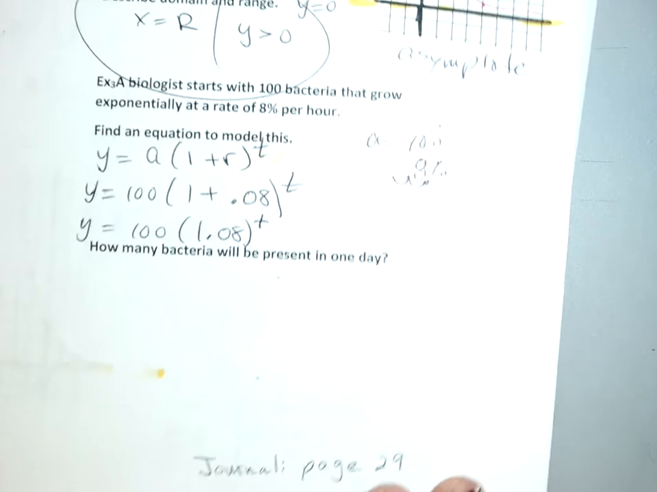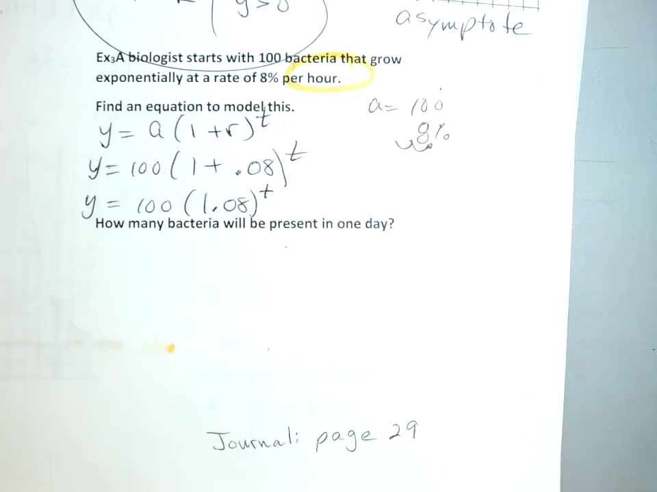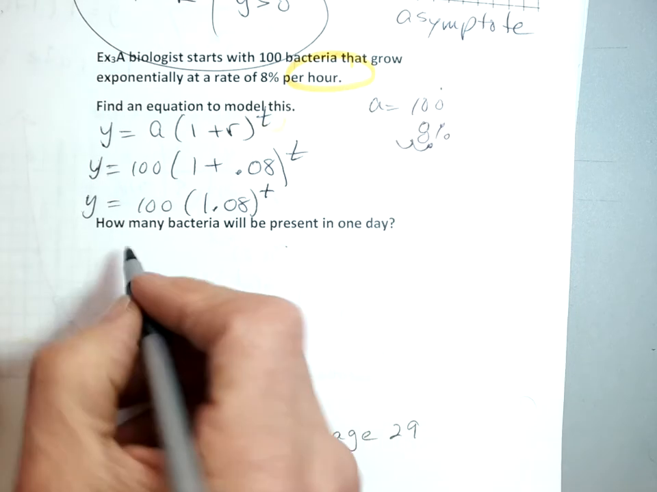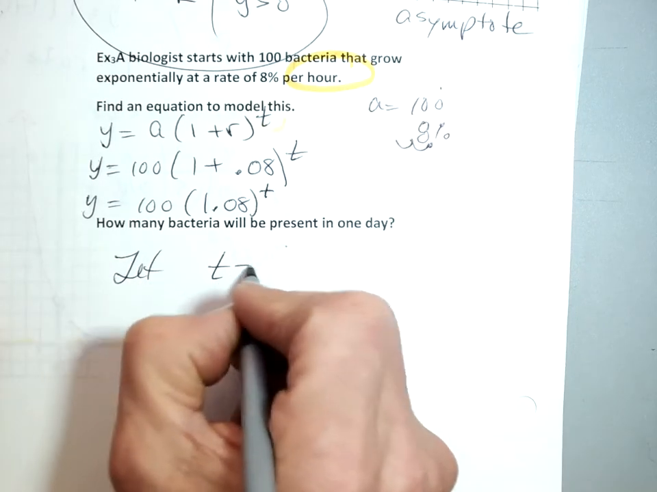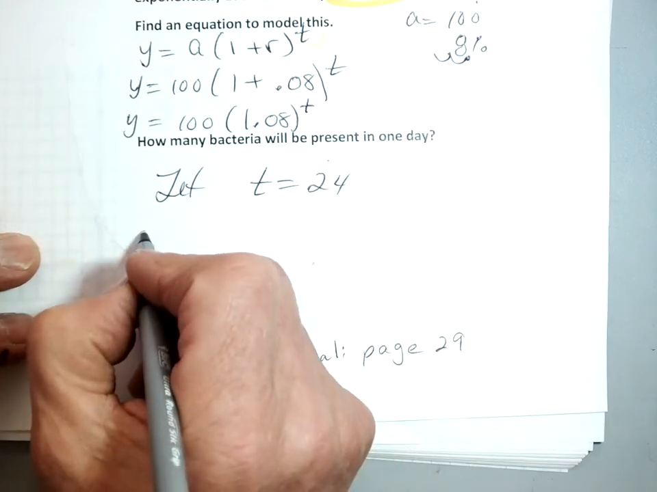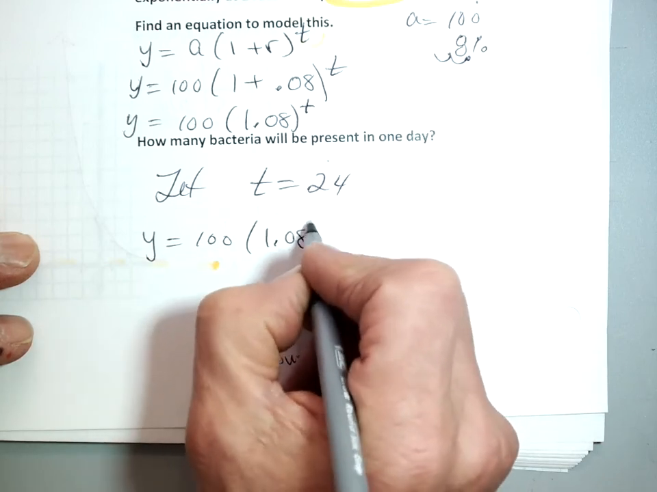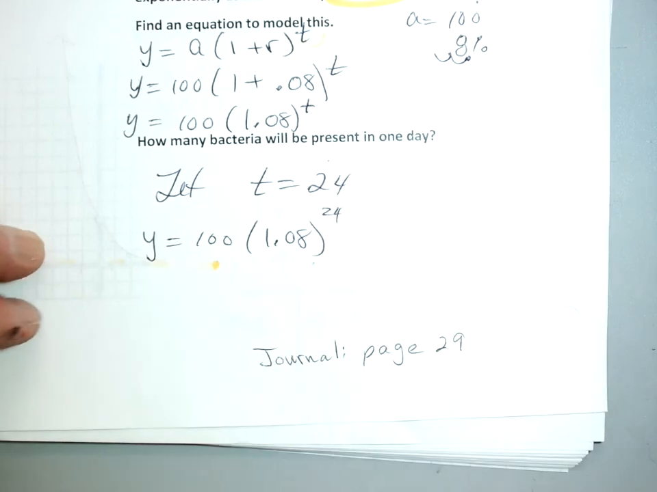Oh, I remember this one. Sure. So now, how many bacteria are present in one day? Well, this is all about hours, isn't this per hour? This is all about per hour, so easy question. How many hours? 24. So let's let t equal 24, right? So I'm going to go y is equal to 100(1.08) to the 24th power. And I have to use a calculator, right?